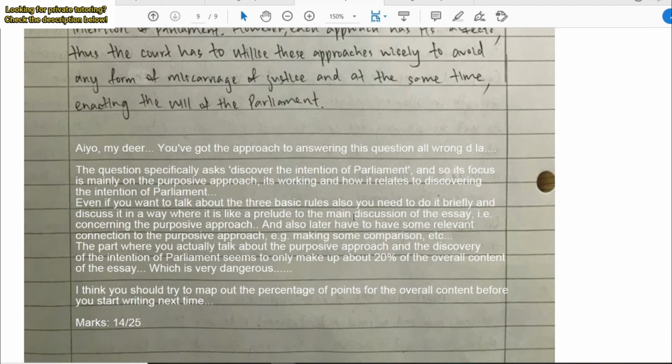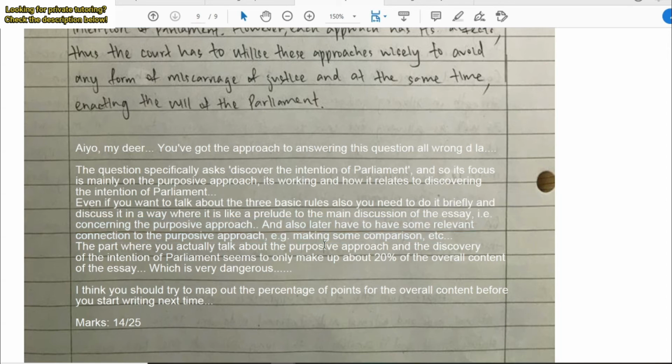And what else did I write? Even if you want to talk about the 3 basic rules, you need to do it briefly and discuss it in a way that is like a prelude to the main discussion of the essay. Prelude means a preliminary discussion, like your appetizer before you get to the main course, concerning the purposive approach. Later it also has to have some relevant connection to the purposive approach, for example, making some comparison.